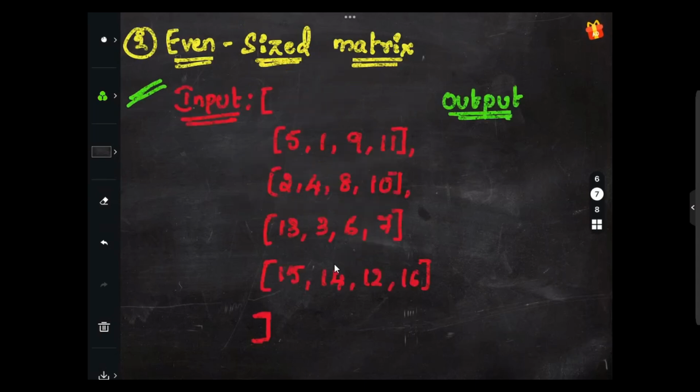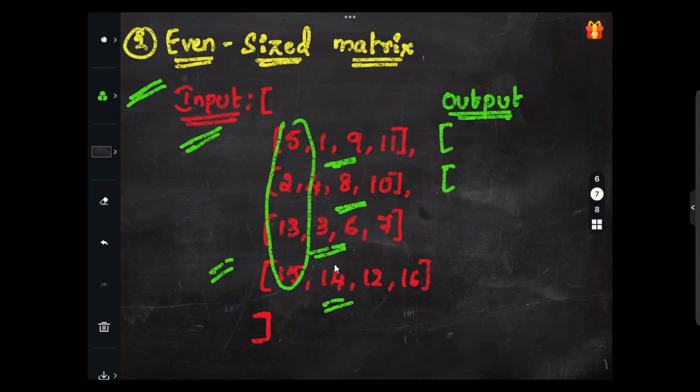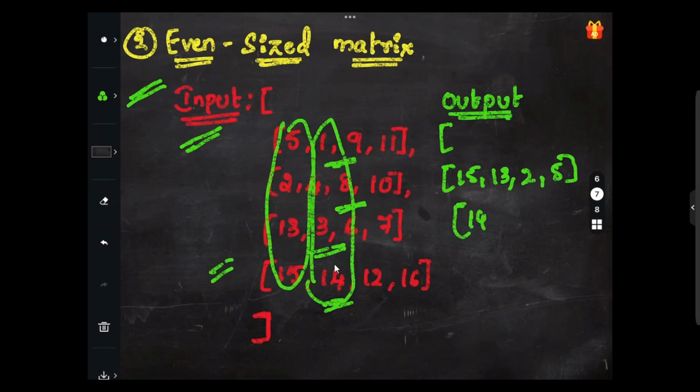The second edge case we will be going with is the even sized matrix input. The input we have got here is 5 1 9 11, 2 4 8 10, 13 3 6 7, and the final row is 15 14 2 16. So the output will be this one. First we have to consider 15 13 2 5, and the second row we have to go with is 14 3 4 1.